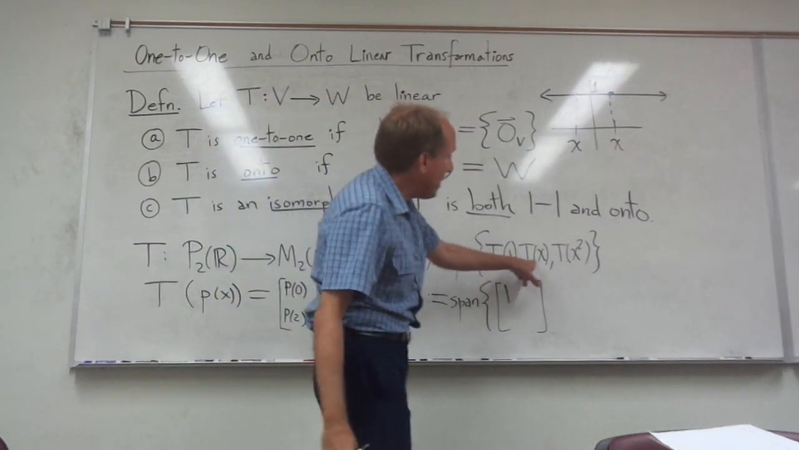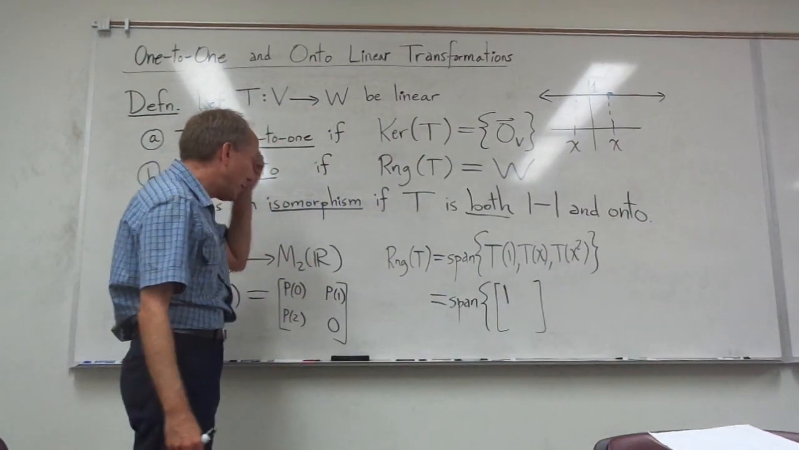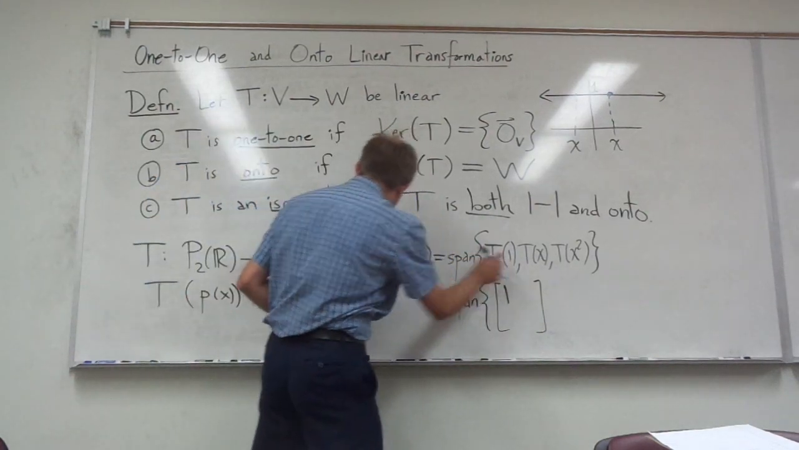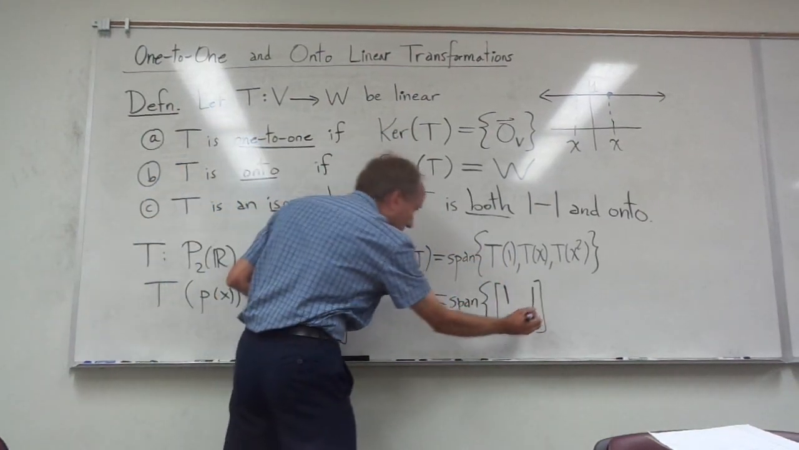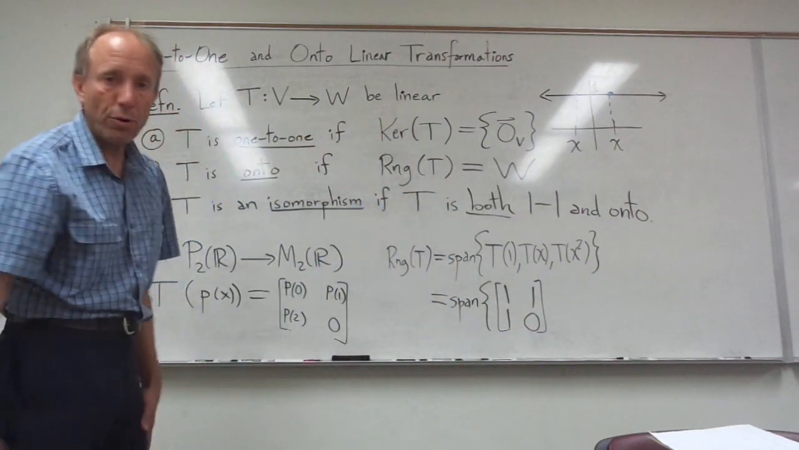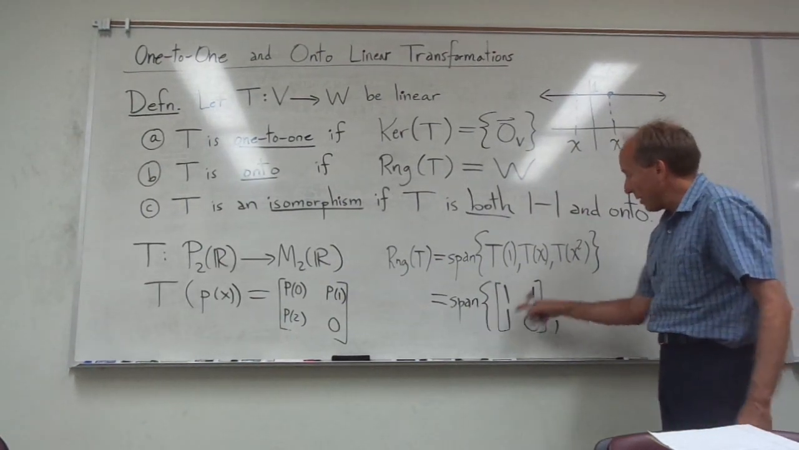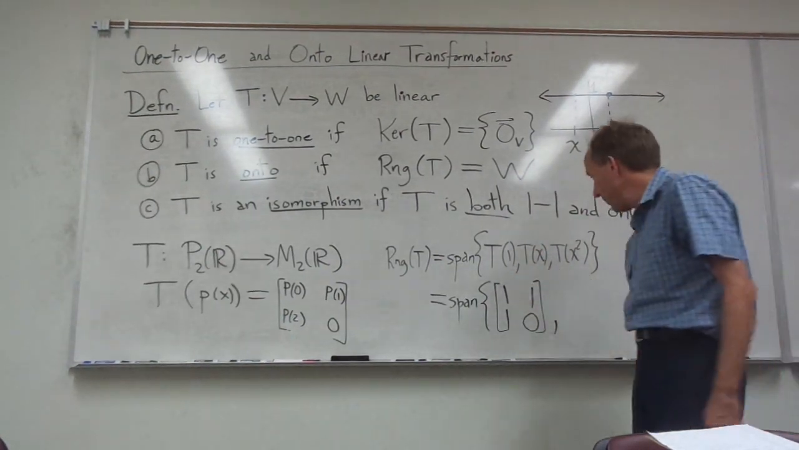But if I take T of x, now what do we do for that? Well, I'm sorry, I'm still looking at T of 1. If I plug in 1, I still get 1. If I plug in 2, I still get 1. And in the lower right corner, I get a 0. Sorry. So every single entry, when you evaluate the polynomial, is a 1.